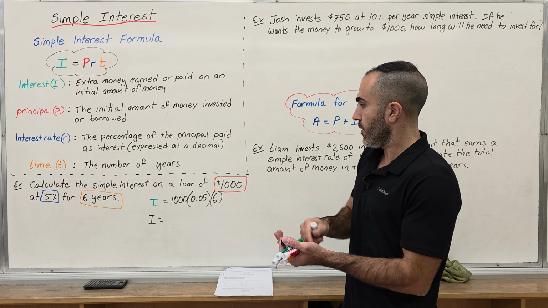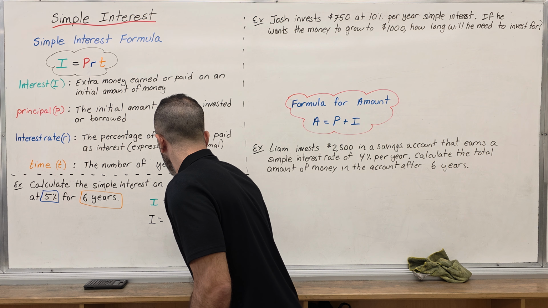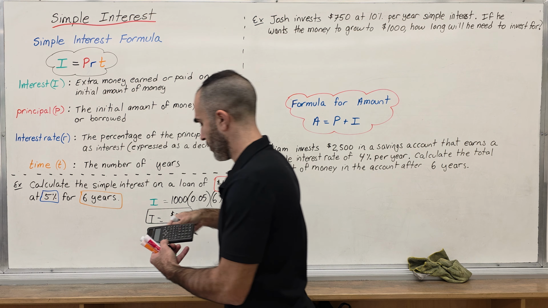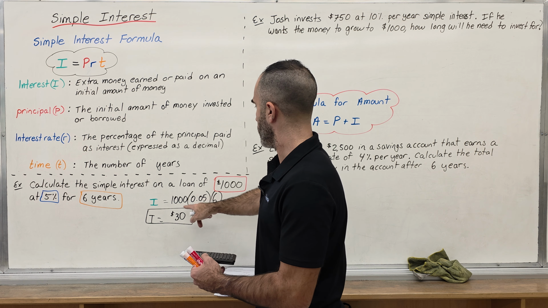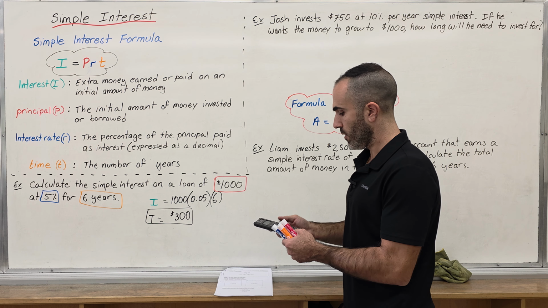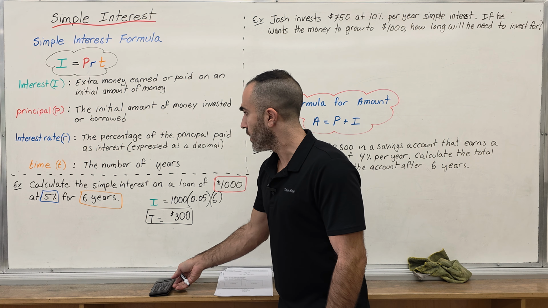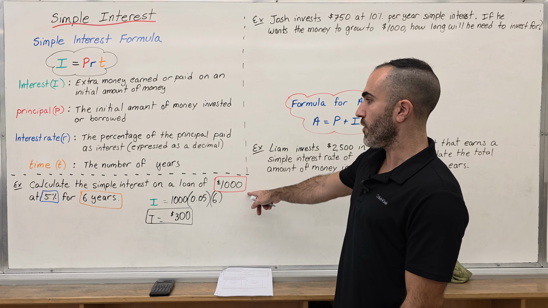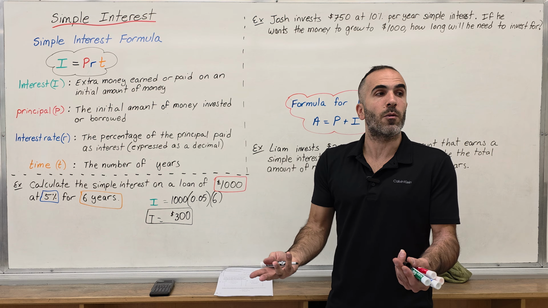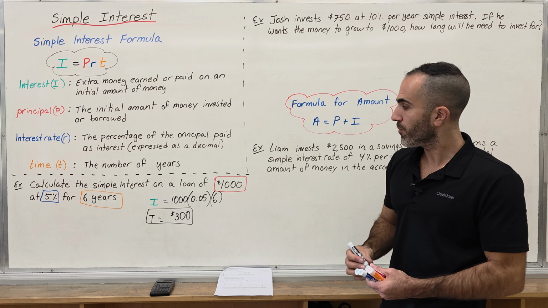Get your calculator, plug it in, and you should get $300. 1,000 times 0.05 times 6 is $300. Calculate the simple interest on a loan of $1,000 at 5% for 6 years. The interest, just the amount of money that I have to pay on top of that $1,000, is $300.